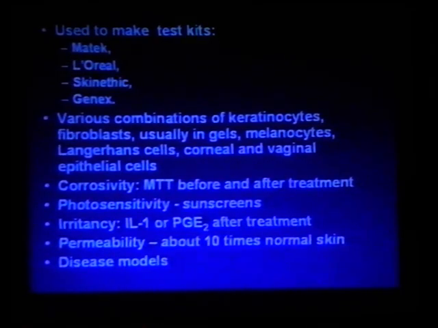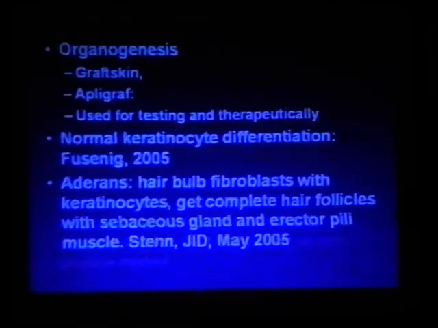The permeability of these structures is about 10 times that of normal skin, so they're not actually very good. This probably relates to the poor differentiation of these products, but it has been used for permeability, and it's also been used for disease models, things like xeroderma pigmentosum. Now, this system is the basis of the product produced by Organogenesis. This was graft skin in the early days, Apligraf, which is a therapeutic product now, and they're used both for testing and therapeutically.